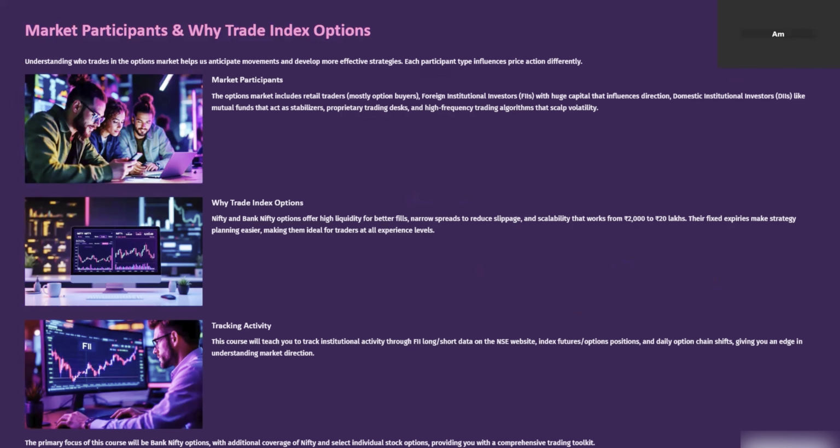And why are we trading options? Mainly because of that, and scalability is also high. You can even trade with 5,000 also. You can trade with 1 crore capital also. Right? And since there's a fixed expiry and huge participants, we have a clear pattern. We can plan easily what we need to do on Monday, Tuesday based on expiry. We can plan.